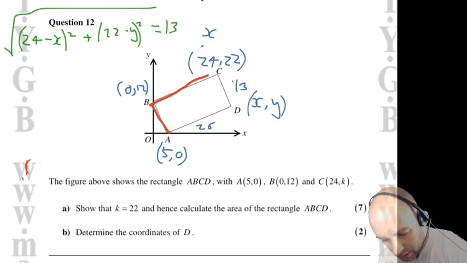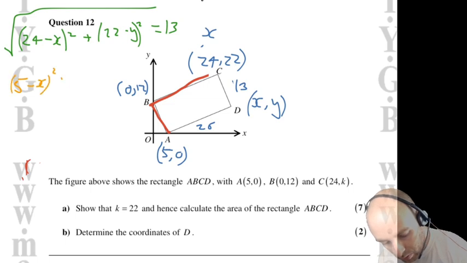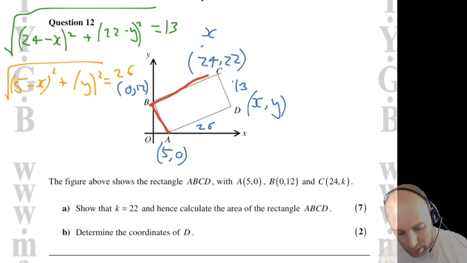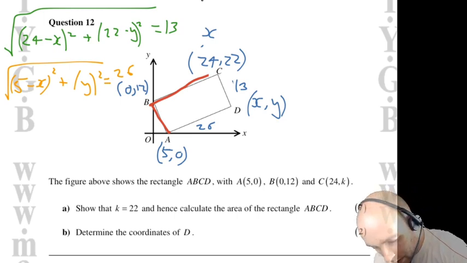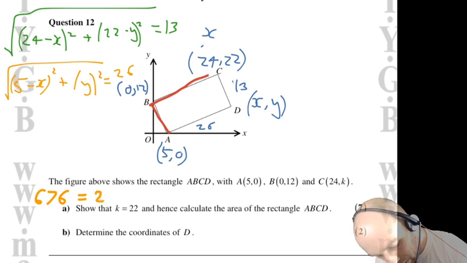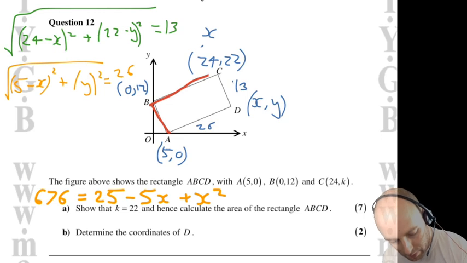And we also know that (5 take x) squared plus y squared equals 26. So we can use those equations together to find the coordinates for x and y. I'm going to square both sides and expand everything in each equation. So 26 squared, 676, equals 25 minus 10x.